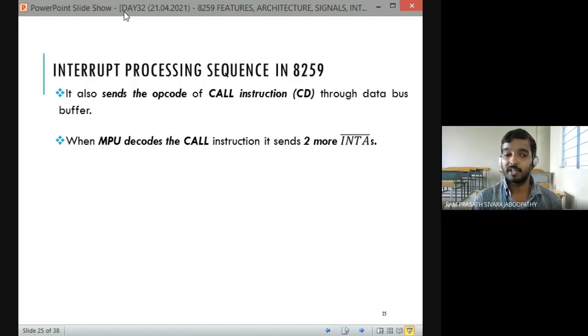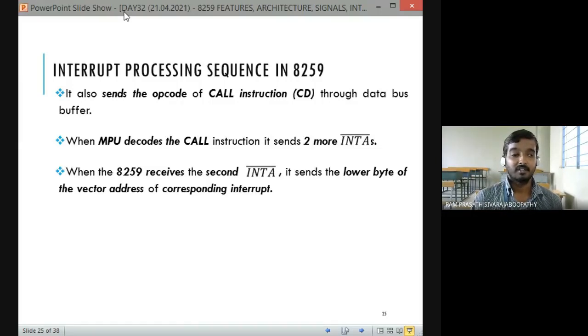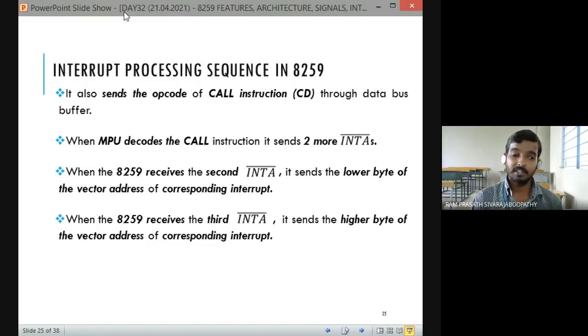Is it possible to read a 16-bit address through a 8-bit data bus? Yes, as the address is 16-bit, it requires 2 more INTA. அதுல ஒரு INTA ல என்ன போகும்? Lower byte of the address, correct? So when 8259 receives second INTA bar, it sends the lower byte of the vector address of the corresponding interrupt. During third INTA, higher byte of the vector address போகும். So once it receives the vector address, 8085 start executing the service program for the particular interrupt.